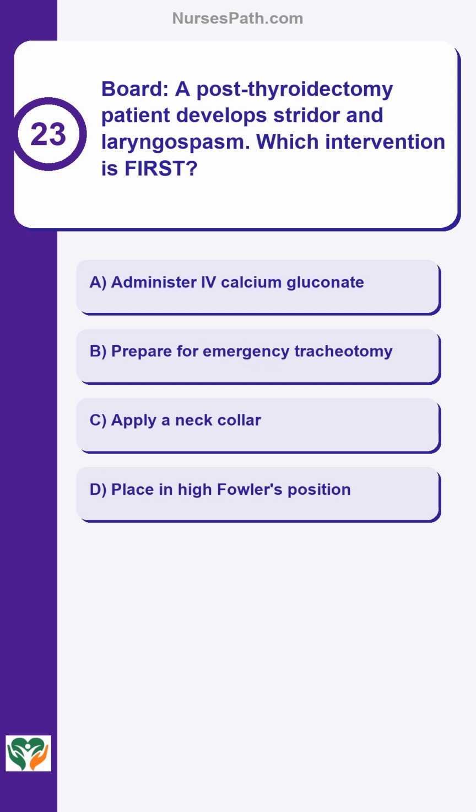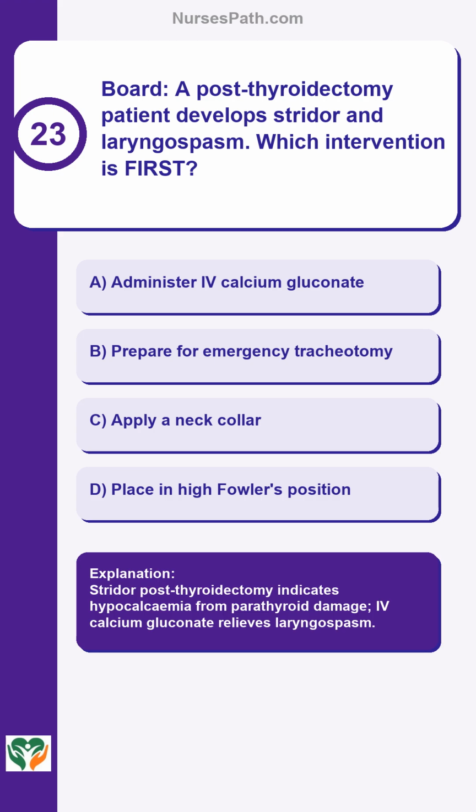Question 23. Board. A post-thyroidectomy patient develops stridor and laryngospasm. Which intervention is first? Administer IV calcium gluconate. Prepare for emergency tracheotomy. Apply a neck collar. Place in high Fowler's position. Stridor post-thyroidectomy indicates hypocalcemia from parathyroid damage, and calcium gluconate relieves laryngospasm.